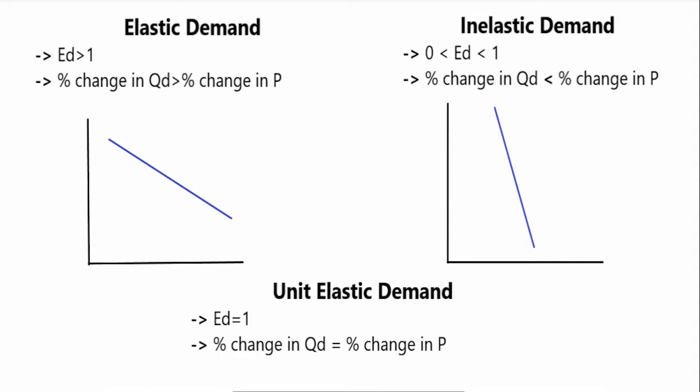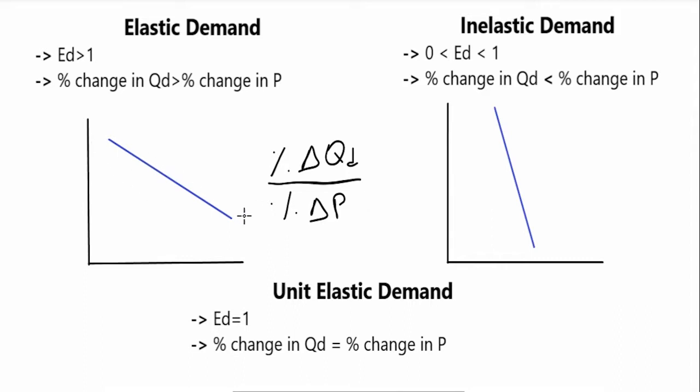Well, we have various different ways of categorizing this. So I'm going to show you 3 ways. So first we have elastic demand. This is when your elasticity of demand is greater than 1. That means that, of course, your percentage change in quantity demanded is greater than your percentage change in price. Because if you think about it, your formula is percent change in quantity demanded over percent change in price. The only way for it to be greater than 1 is if that percent change in quantity demanded is much larger than that of the price.